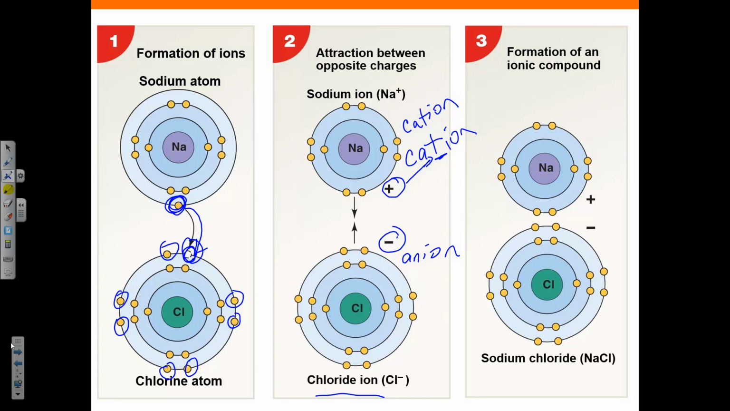So, now that we have our cation and anion that have formed, the electrical attraction between the positive charge of the cation and the negative charge of the anion will attract these two atoms together, forming an ionic compound, in this case, sodium chloride.